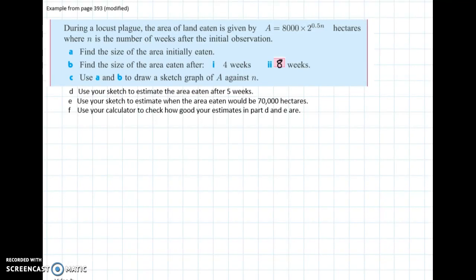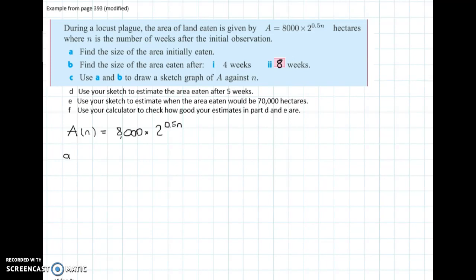So, to the work. There's a locust plague, and we know the area of land eaten is given by the function A after a number n of weeks. So let's write here the function A of n is given by 8,000 times 2 to the power of 0.5 times n. I'm going to show how we can solve this question without using a calculator until we get to part F, where it says use your calculator. So up to there, we are not going to need it.